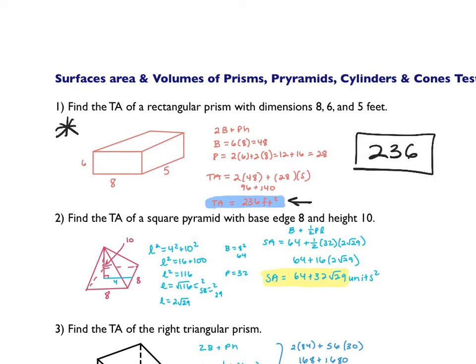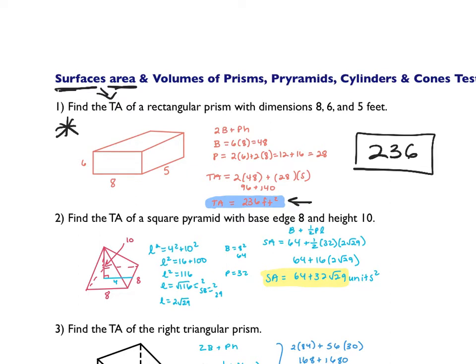Again, remember total area is the same thing as surface area. They mean the same thing. So that formula was 2 times the base area plus perimeter times height. Everybody good on that?